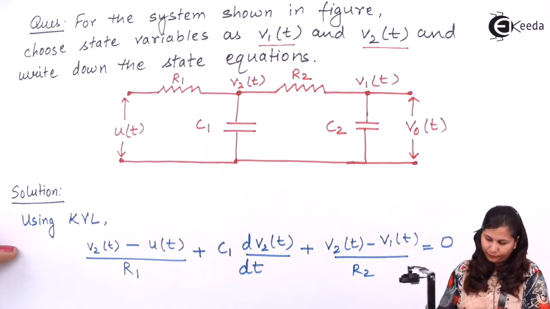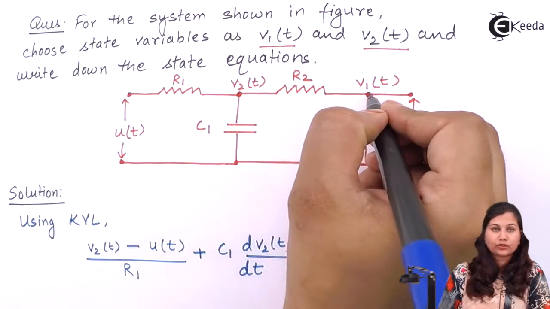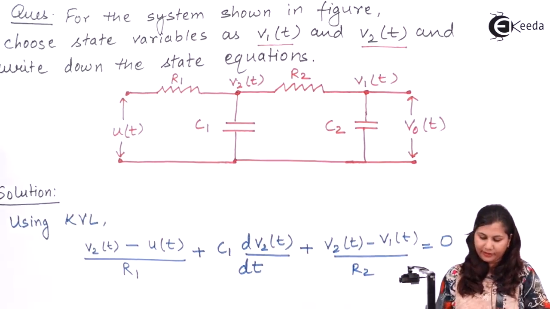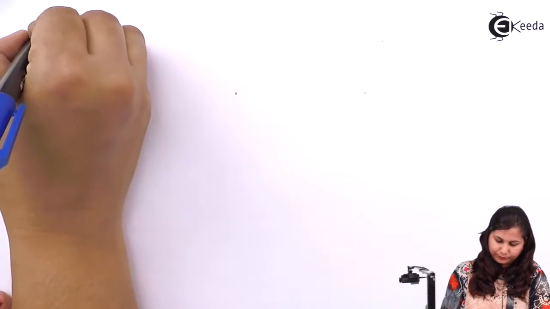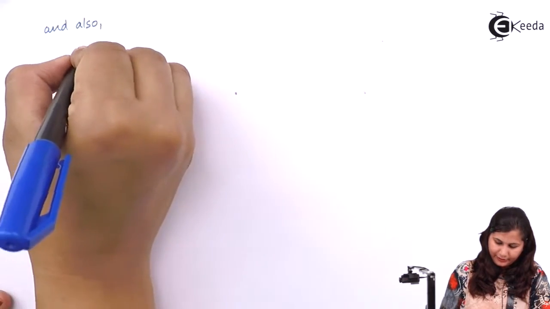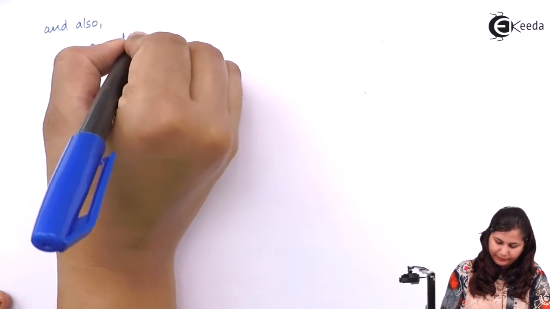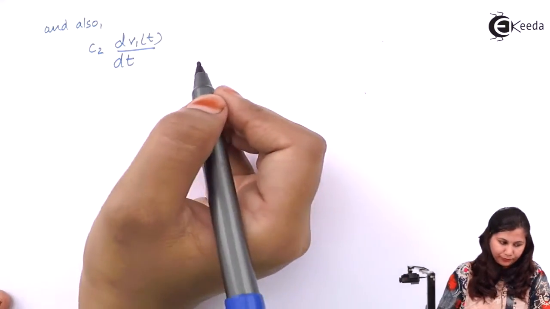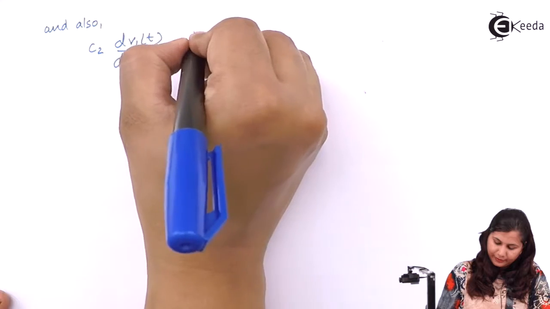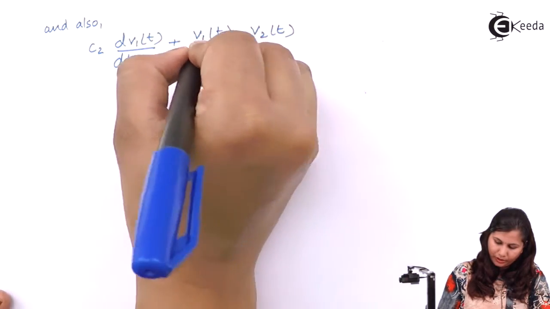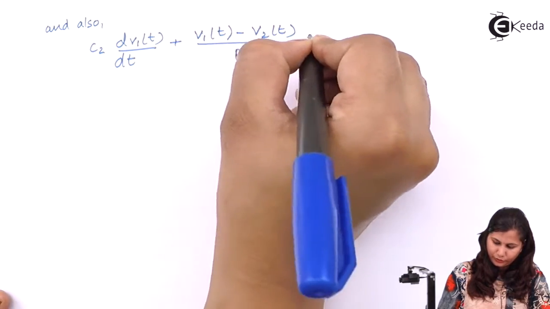Now also at this node we will write the KVL. We will apply the KVL here and write the equations. So our equation will be, and also we will have C2 dV1(t)/dt, the current across the capacitor C2, plus (V1(t) minus V2(t)) upon R2 equals 0.